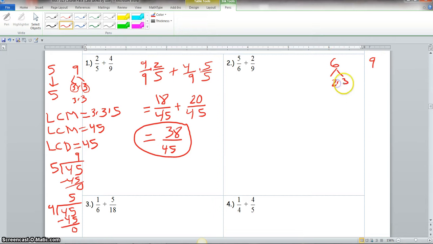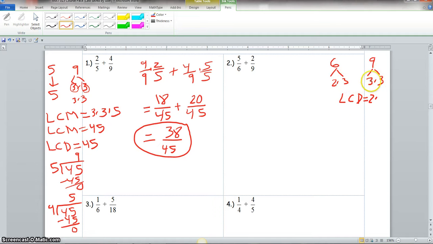6 becomes 2 times 3, and 9 becomes 3 times 3. So our prime factorization of 6 is 2 times 3, and our prime factorization of 9 is 3 times 3. So let's find our least common denominator. Remember, it's the same as the least common multiple. Now we look here at 2. We only have one 2. So we bring that down. Now here we have a 3, and here we have 2 3s.